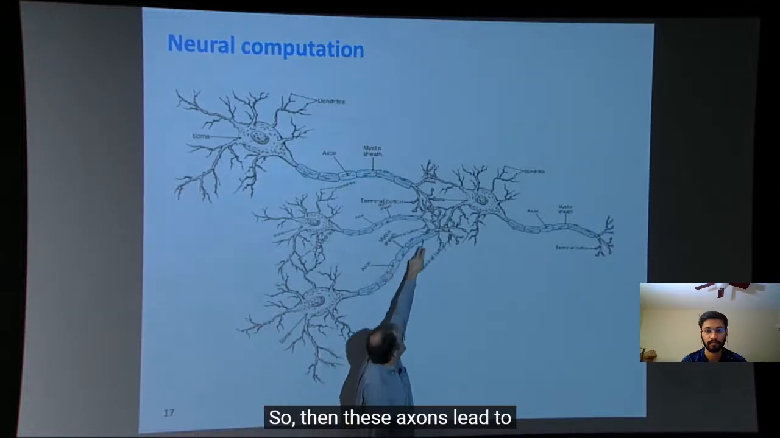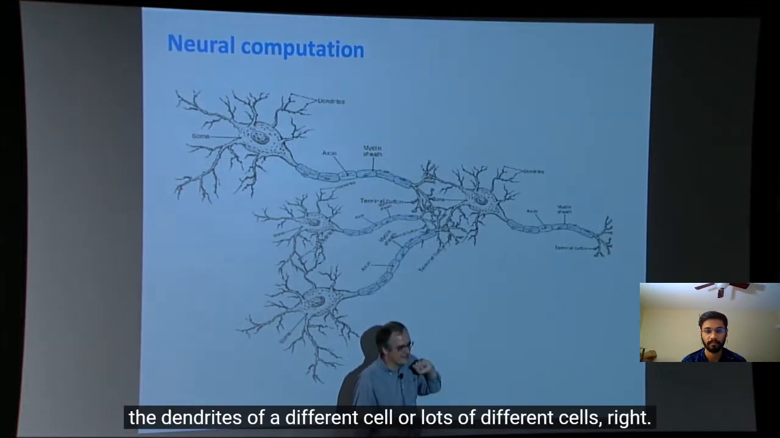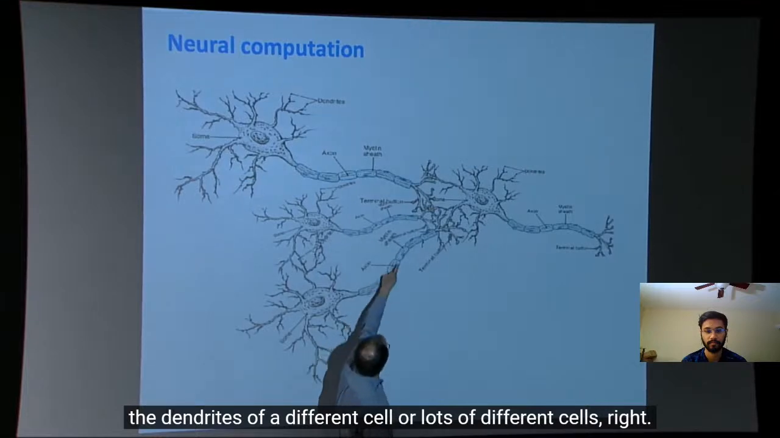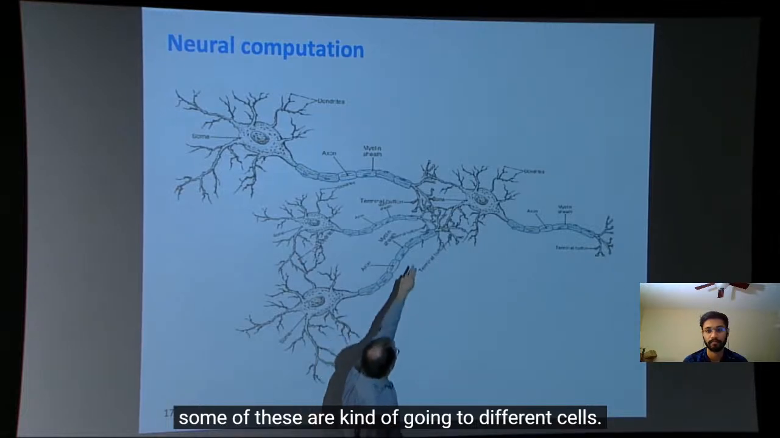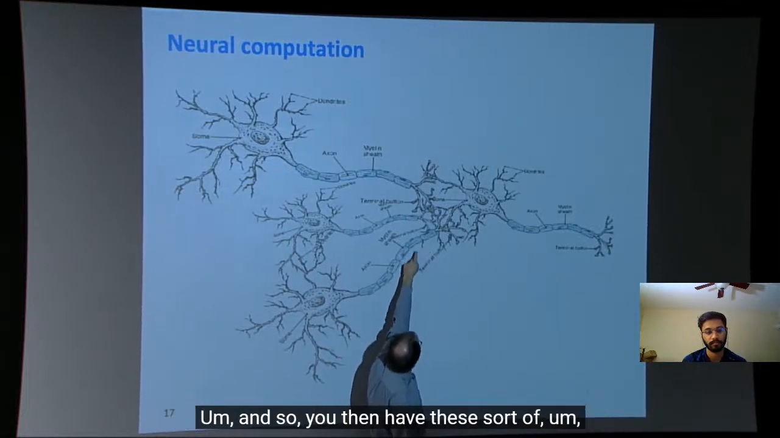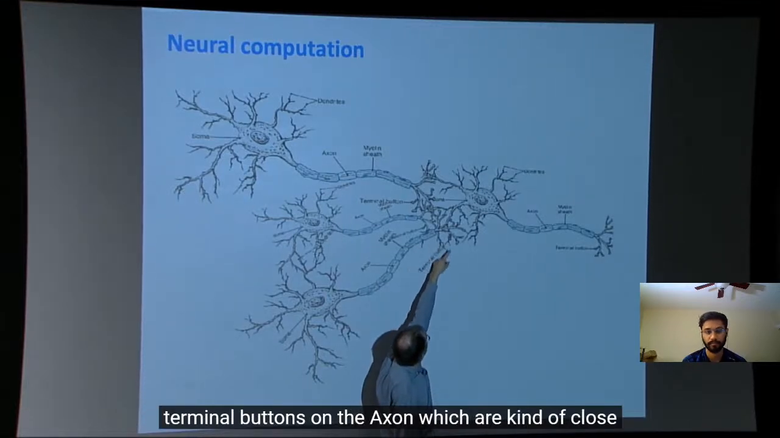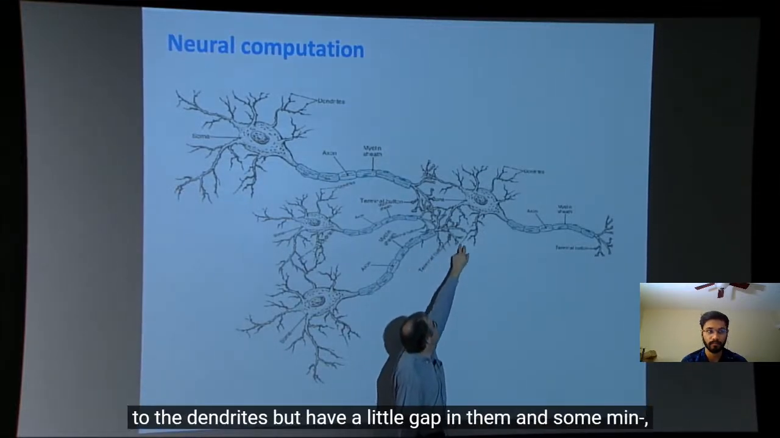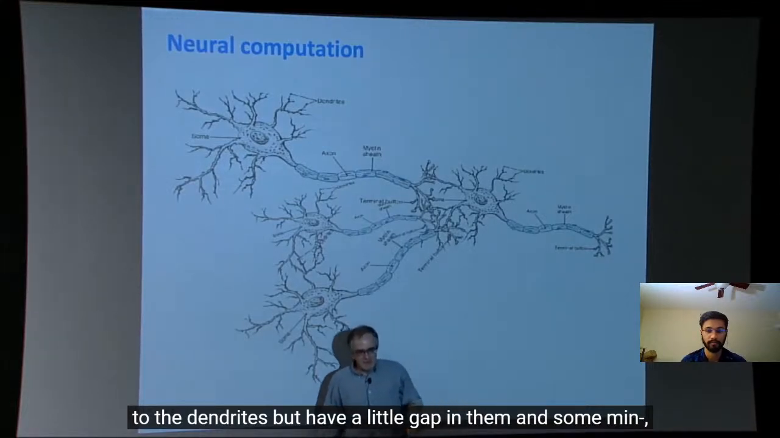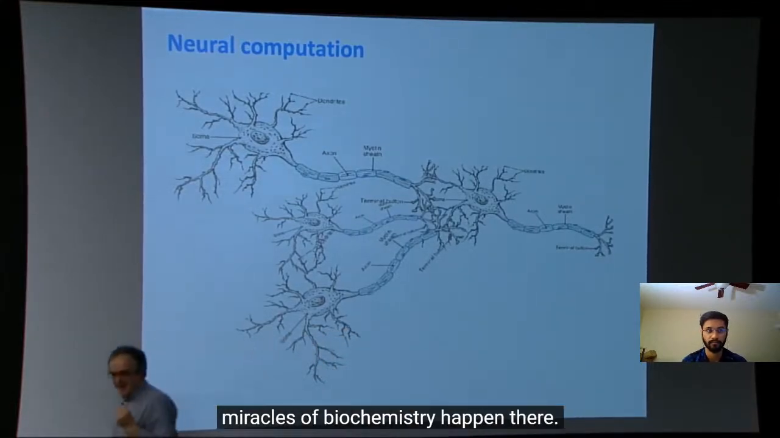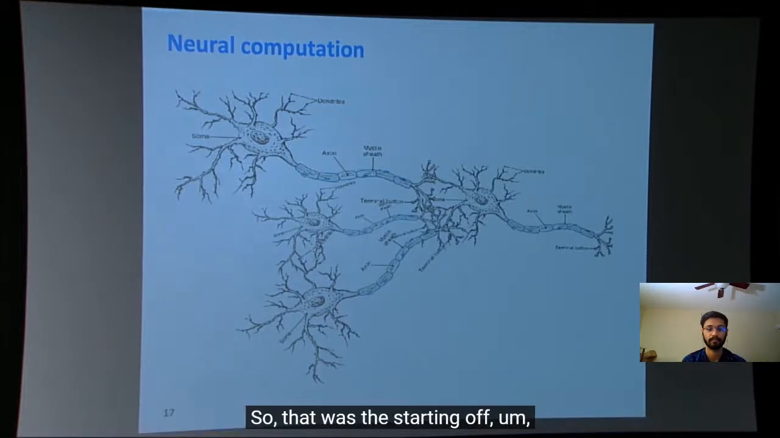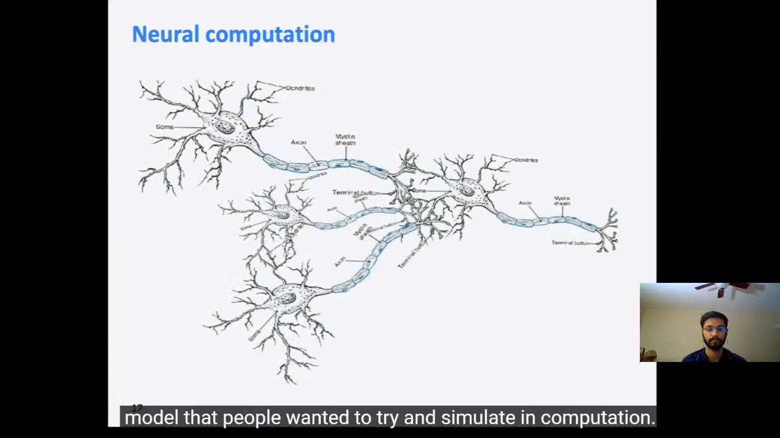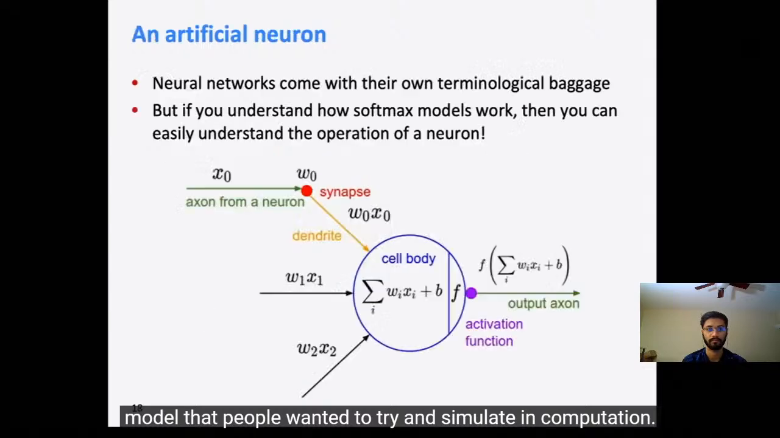And then these axons lead to the dendrites of a different cell, or lots of different cells, right? I'm not sure it's shown, but some of these are going to different cells. You then have these terminal buttons on the axon, which are close to the dendrites but have a little gap in them, and some miracles of biochemistry happen there. That's the synapse across which you'll then have activation flowing, which goes into the next neuron. So that was the starting off model that people wanted to try and simulate in computation.